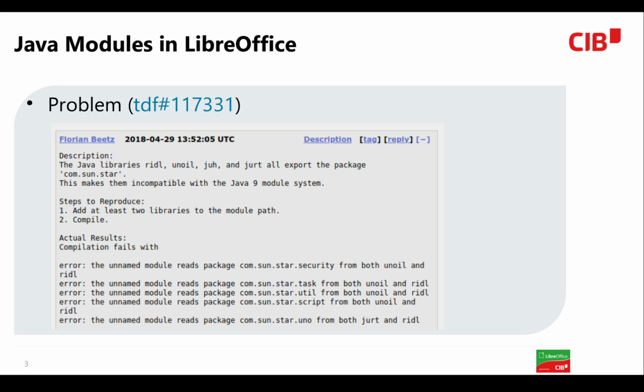So for example, com.sun.star.security is a package we export, and it was in both the unoil and ridl jar files, and this did not work anymore with the new module system. This is called split packages. What we did earlier was no problem until now.